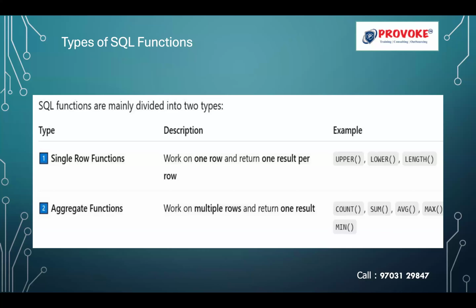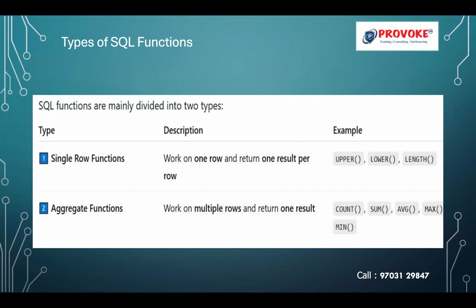So it is going to work on only one row and return one result per row. They are checking whether all the characters in the given input are lower or upper case, and finding the length of the input. These all operate only on a single row.